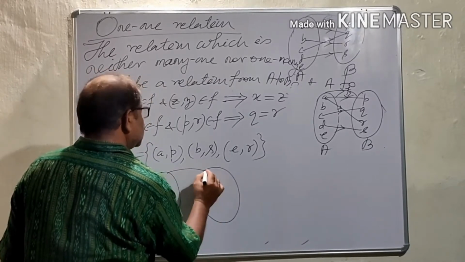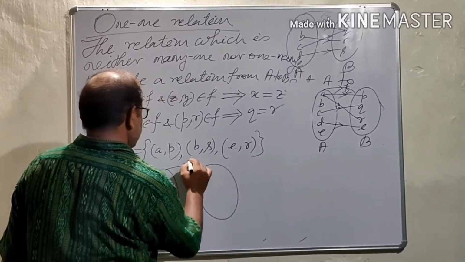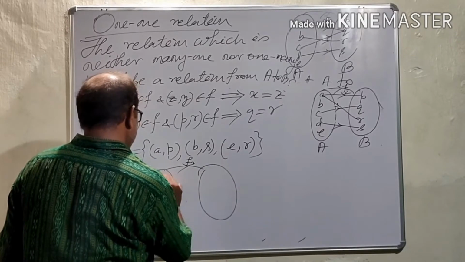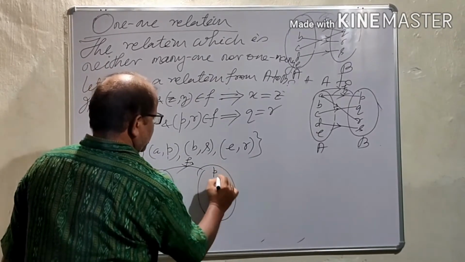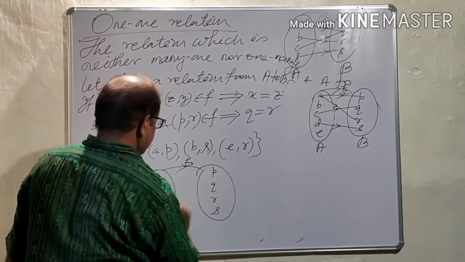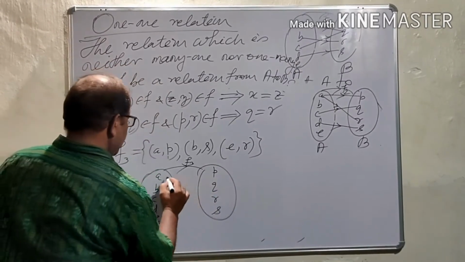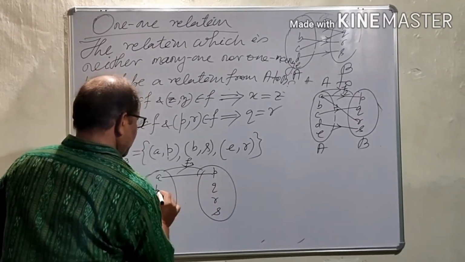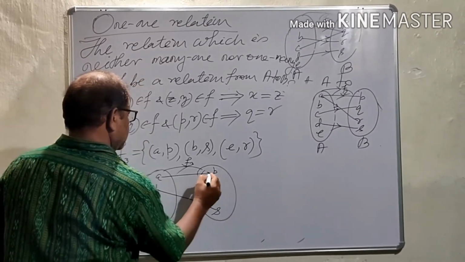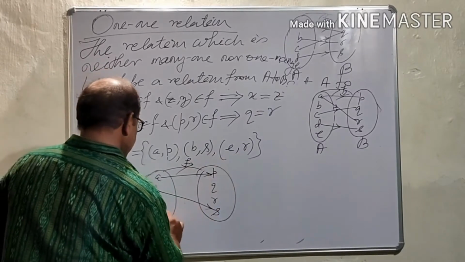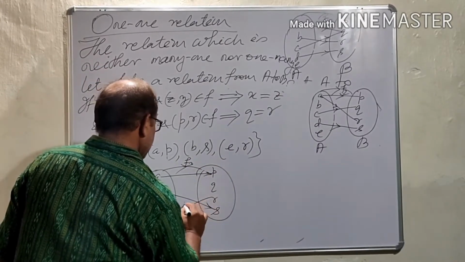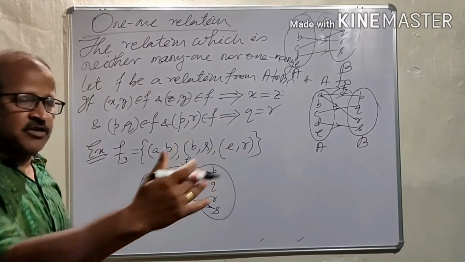Suppose it is F3. We have taken a, b, c, d, e and p, q, r, s. (a, p), (b, s), (c, ...), (e, r). One is related to one only.